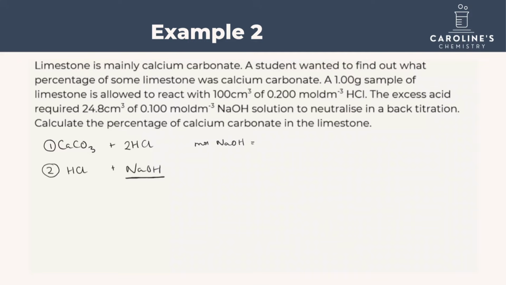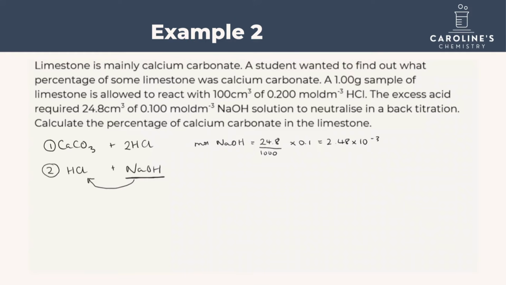So n equals VC, moles is equal to volume times concentration. So 24.8, that's my volume. I'm dividing it by 1,000 to turn it into decimeters cubed and then timesing by 0.1, the concentration. That gives me 2.48 times 10 to the minus 3. Now I have the moles of sodium hydroxide.